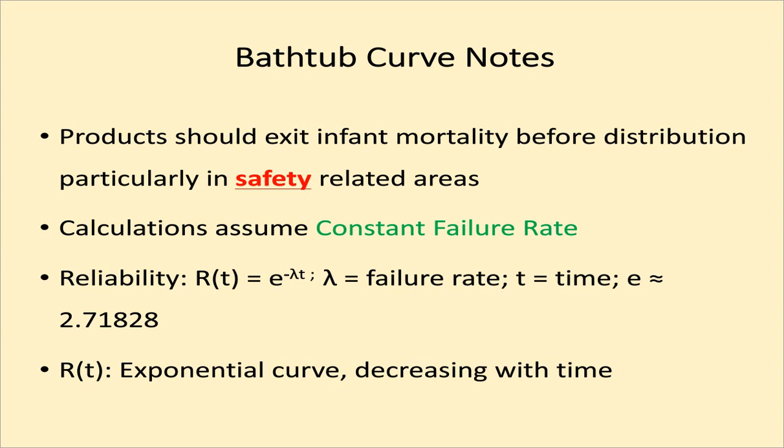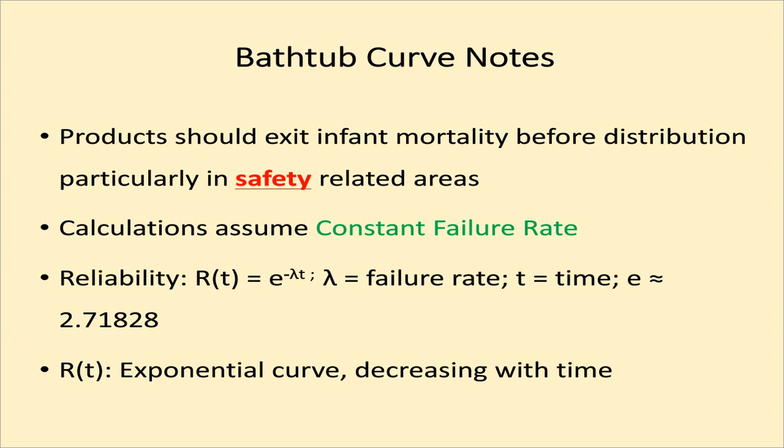All my calculations throughout this presentation, including reliability, assume that we're in the constant failure rate phase. They don't apply to the infant mortality or wear out phase. So, what is reliability? It's given by the formula R of T, reliability as a function of time, is equal to e, Euler's constant, to the minus lambda times T exponent. And again, lambda is failure rate, time is equal to T, and Euler's number is 2.71828, rounded off.